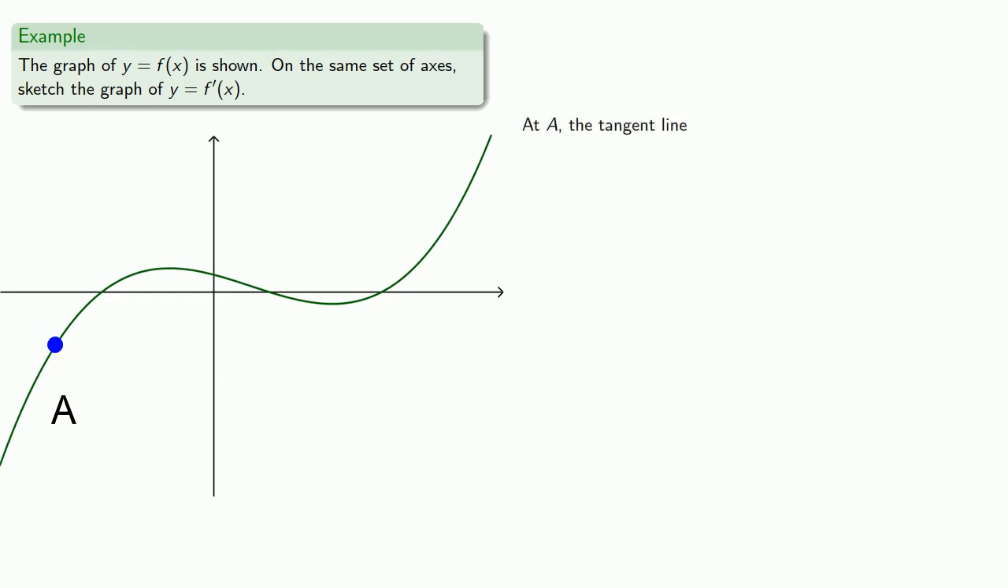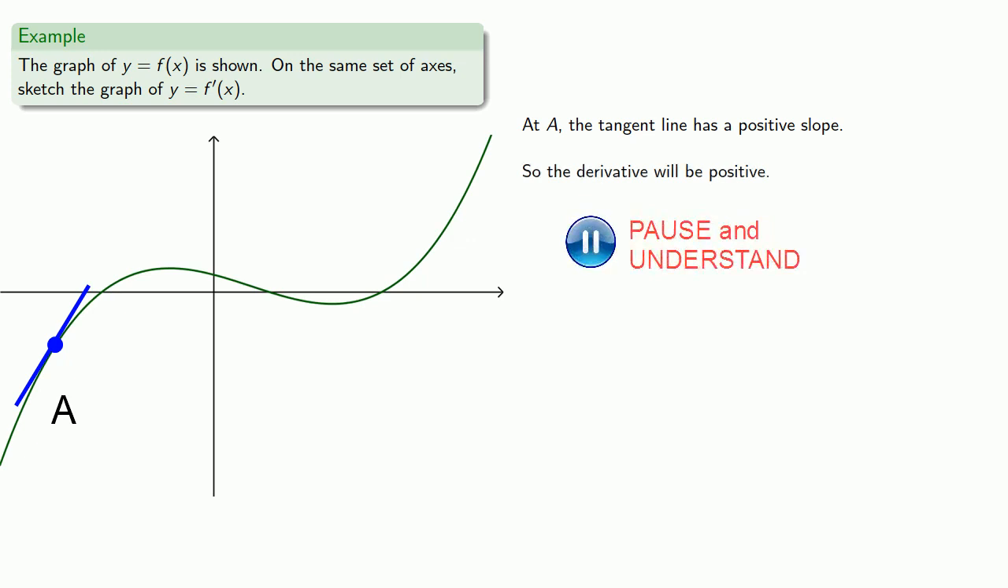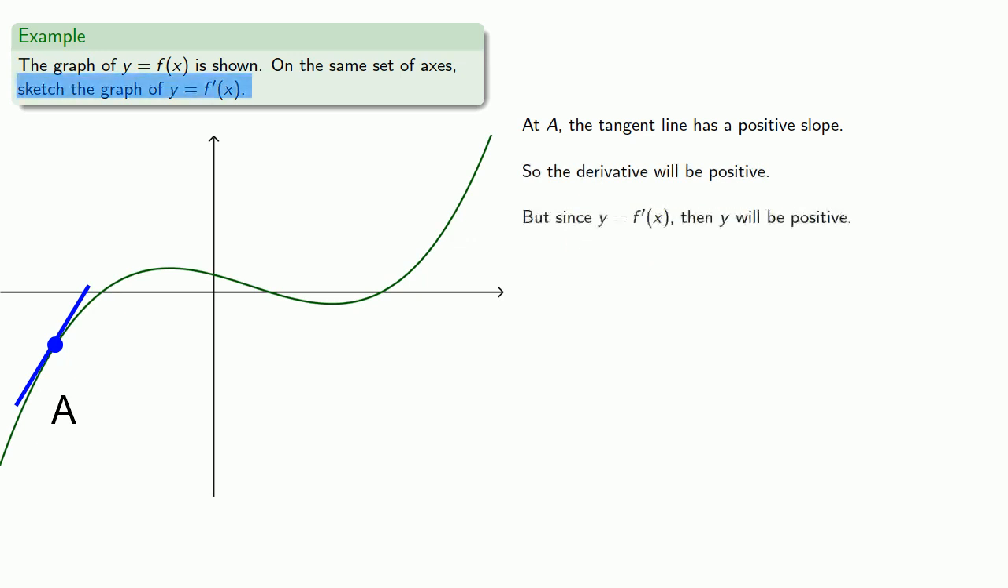At A, we'll draw the tangent line. And we see the tangent line has a positive slope, so the derivative will be positive. But since we're graphing y equals f prime of x, then y will be positive. And so the corresponding point on the graph of y equals f prime of x will be above the x-axis.